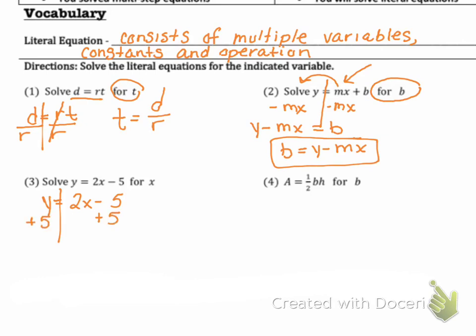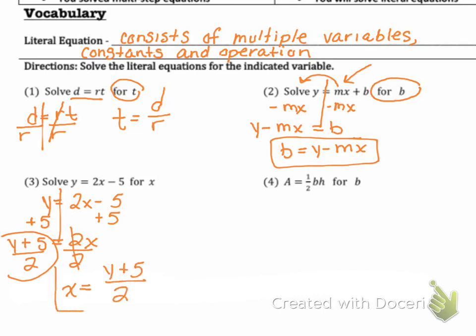Now I'm adding 5 to a variable, so it's just y plus 5 is equal to 2x. And then finally, to get rid of the 2, I'm going to divide both sides by 2. That cancels. X is now by itself, and so x is equal to this whole thing. I can't simplify that, so it's just y plus 5 divided by 2. There's my answer. I've isolated the x.